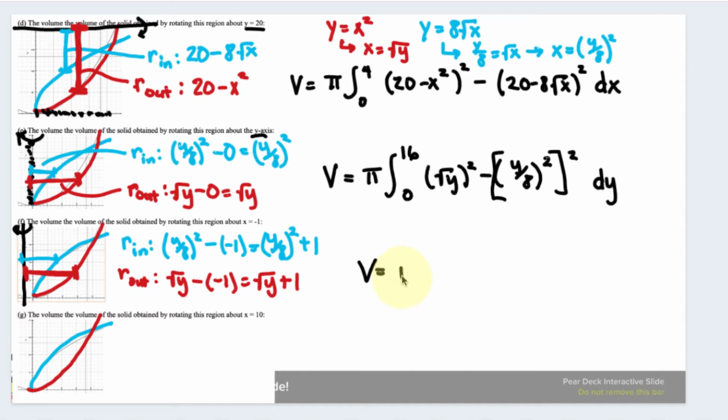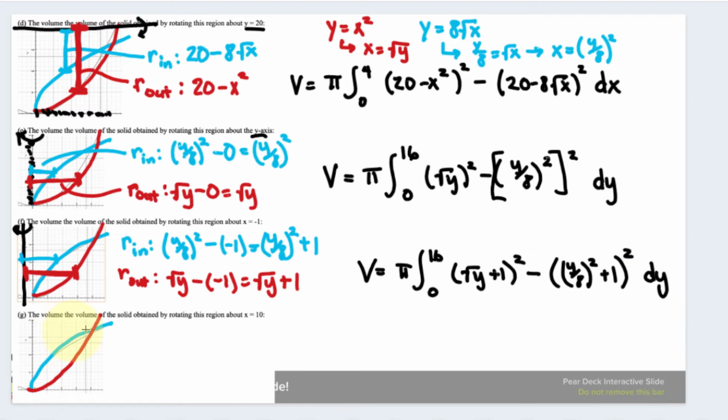Our volume, pi, again, we're going from 0 to 16 because we're doing dy slices. Radius outer squared minus the radius inner squared dy. Lastly, we want to rotate about x equals 10. And so remember, this was 4 right here. So x equals 10 is going to be somewhere over here.